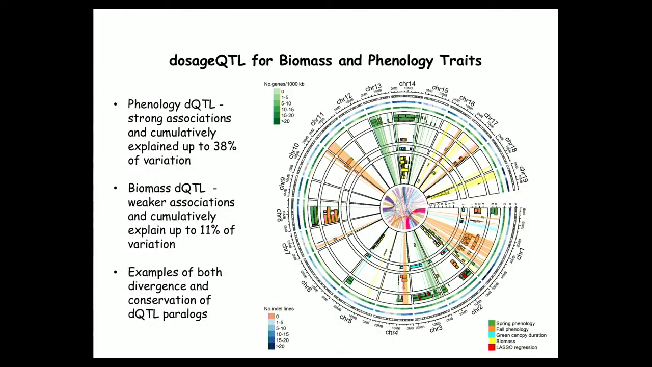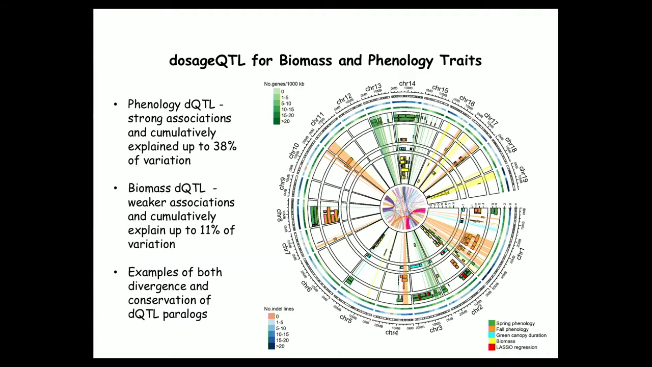So a few general things that we can see for these traits, they behaved a little bit differently. So phenology-related dosage QTL, as we call them, could cumulatively explain over 30% of the total variation. So this is quite a lot of variation that otherwise might have gone overlooked in a traditional QTL or GWAS type experiment. Now for biomass, this is a more complex trait. These QTL tended to have lower magnitude of effect and cumulatively explained only about 11% of the total variation.